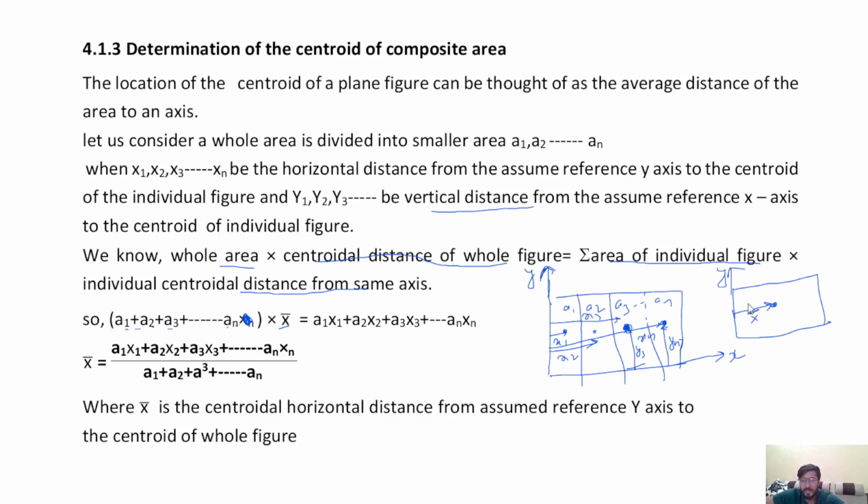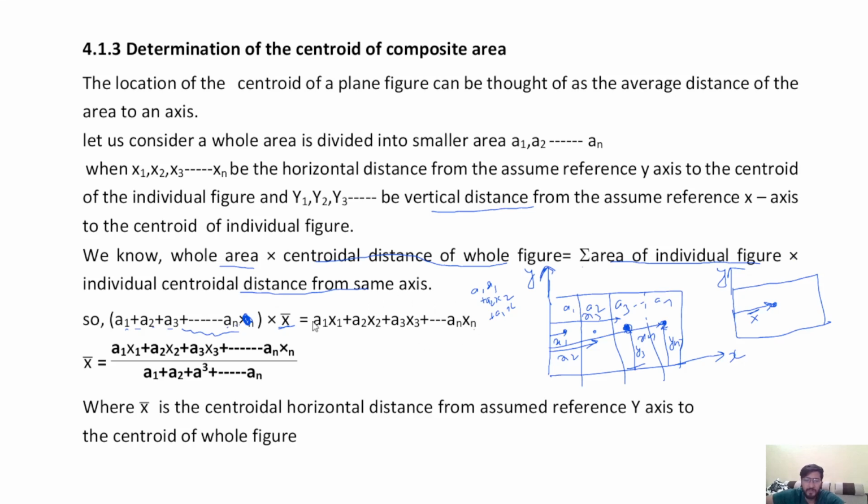This is x bar. The whole area into the centroidal distance of the whole figure is equal to the sum of the areas of the individual figures. Area of individual figure means A1, A2, A3, A4, each into its individual centroidal distance from the same axis. Individual centroidal distance means the centroid of the first figure, the centroid of the second figure, the centroid of the third figure, and so on.